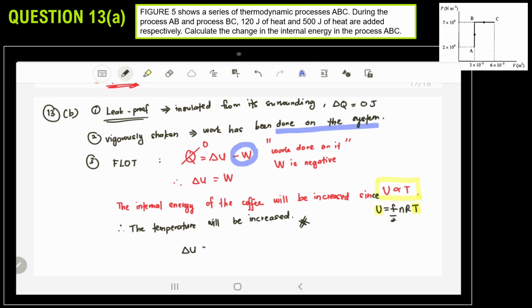So you can see that delta U is equal to W. Kalau kita goncang coffee tu lagi kuat, what happened? The work done on the system will increase. So when W is increased, delta U also increases. Tengok kat sini, delta U is directly proportional with T. So when delta U is increasing, it means the temperature of the coffee also increases. Yang ni kenapa increase tadi? Tengok balik soalan, kita kata dia apa? Vigorously shaken. So when W is increased, delta U increases, and delta U is directly proportional with temperature. Therefore, the temperature will be increased.